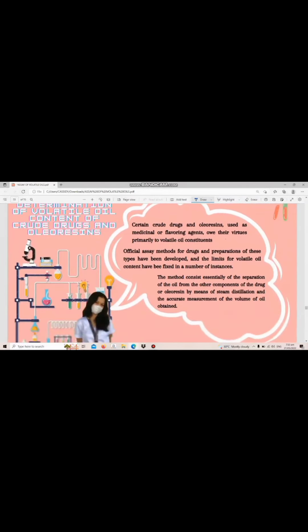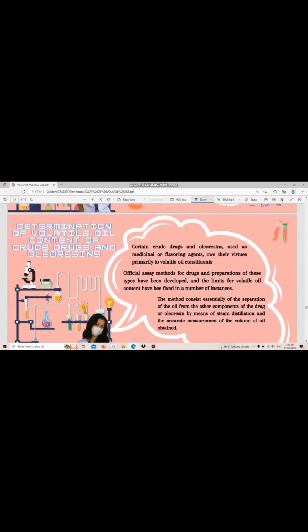Moving on to the determination of volatile oil content of crude drugs and oleoresins. Certain crude drugs and oleoresins used as medicinal or flavoring agents owe their virtues primarily to volatile oil constituents. Official assay methods for drugs and preparations of these types have been developed, and the limits for volatile oil content have been fixed in a number of instances.